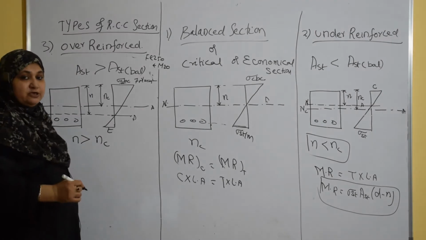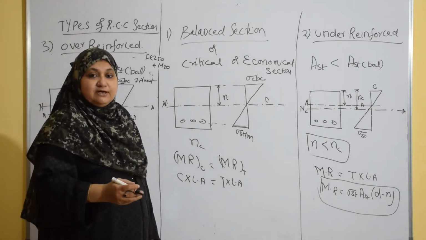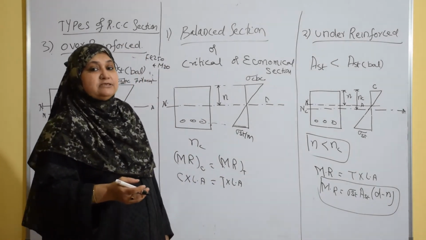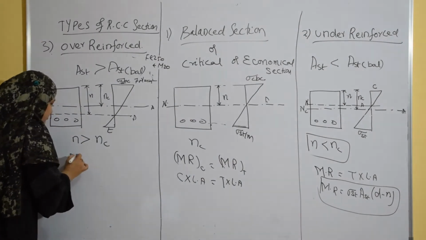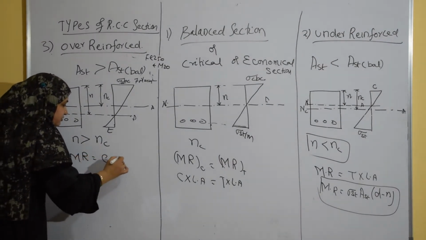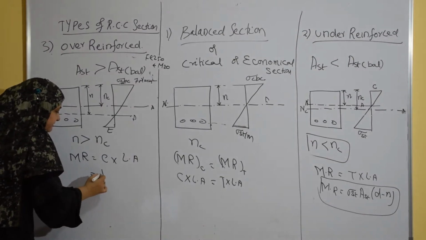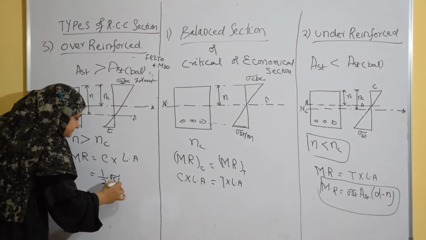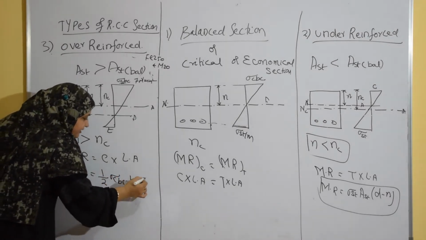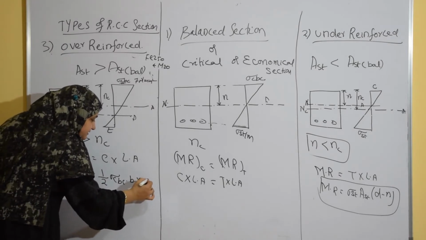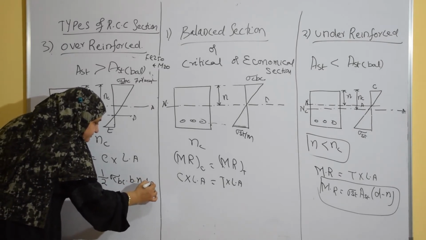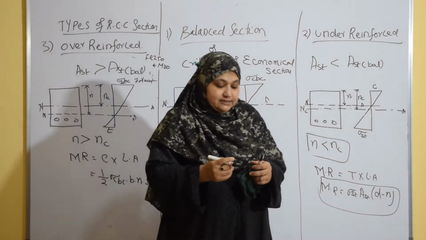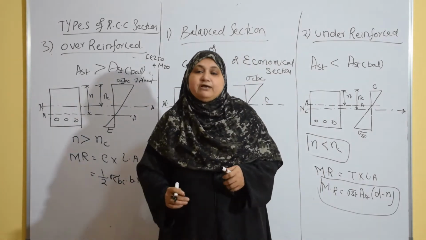section. So here concrete is reaching its permissible stresses first, so we have to get the moment of resistance based on compressive stresses. So moment of resistance is equal to compressive force into lever arm. You all remember in my previous video I gave you what the compressive force is: half sigma CBC into B into KD or N, into lever arm. Lever arm is JD. Right? So based on this we calculate the moment of resistance.